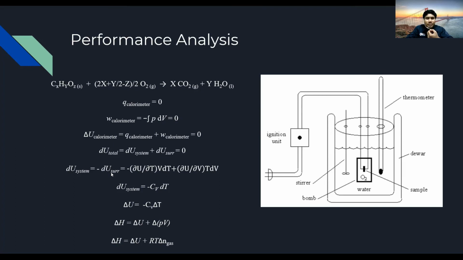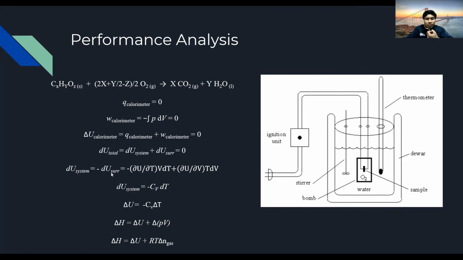And since the process is at constant volume, dV is equal to 0. Thus, recognizing the definition of heat capacity CV yields dU system is equal to negative CV dT. And we assume CV to be independent of T over a small temperature range. This expression can be integrated to give change of U is equal to negative CV times change of temperature.